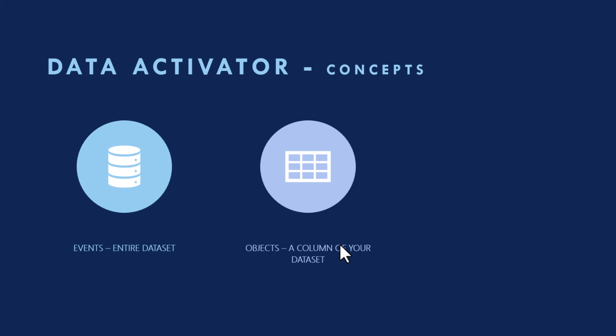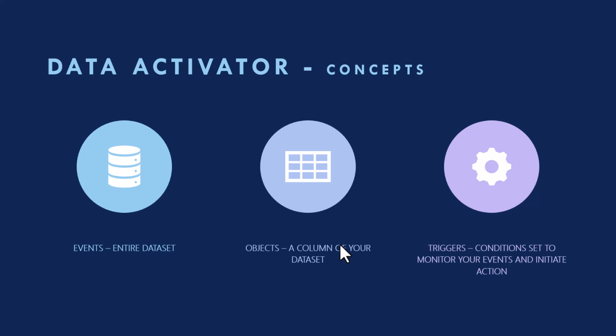Then objects. Following closely, the concept you need to understand is the object. A column out of your entire data set is what is referred to as an object within Data Activator. An object is a column within your data set. You can have sales data that is about 10 to 20 rows, but one column out of it is an object. And then lastly, you have triggers. These are conditions that you set to monitor events or initiate action in your data set. So let's go back to the Fabric environment and see how Data Activator works.